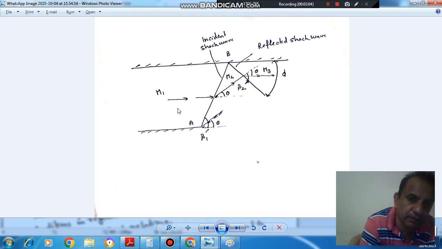So first there will be an oblique shock which will deflect the flow by an angle theta, and then there will be a reflected shock due to this oblique shock wave, which will again bring the flow back parallel to this wall and reduce the Mach number to M3. And in this case this will be the reflected shock wave angle, and in the first case this is the incident shock wave angle. So this is all about it, and I am reading this out.